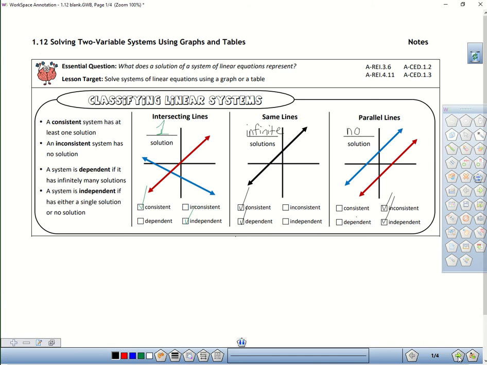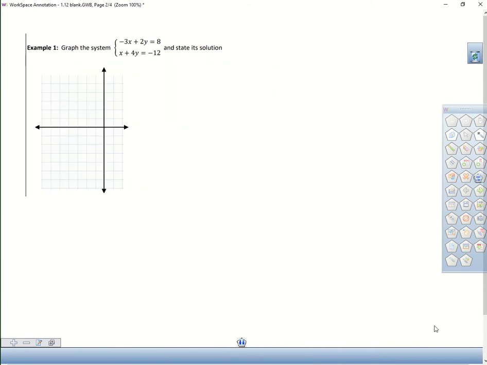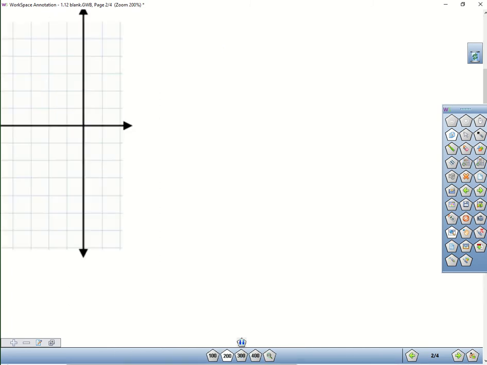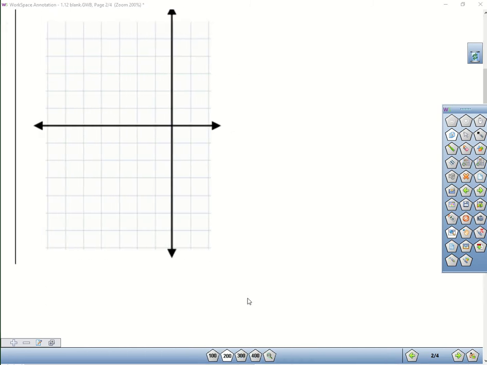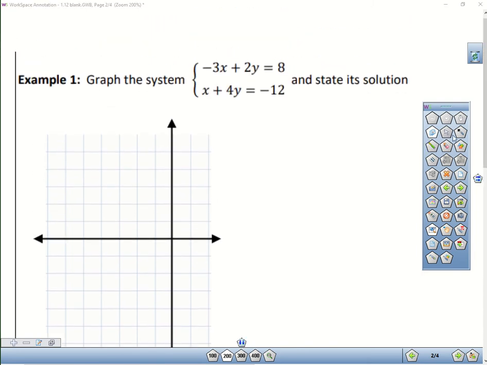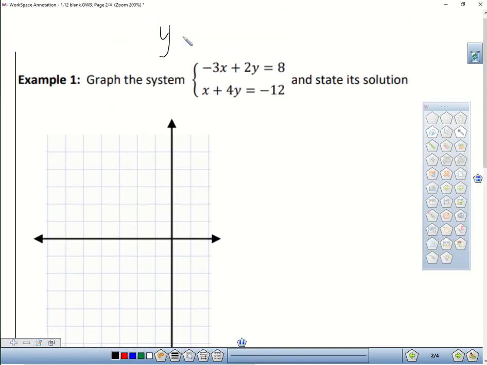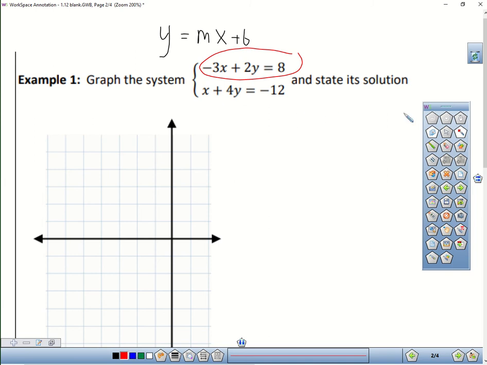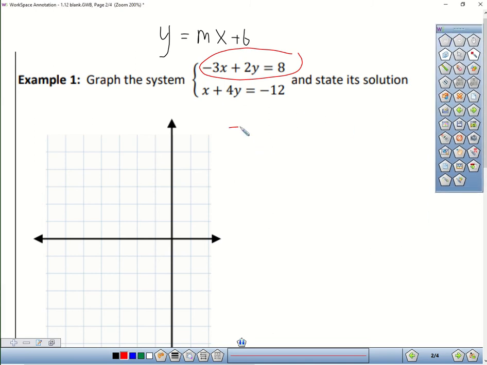So now that we did that, let's do an example. So the first thing you want to do in one of these examples is you want to get each of your equations into the form of slope-intercept, so y equals mx plus b. So we're going to have to manipulate these to get them into slope-intercept form. So I'm going to do this one in red so that you can follow along with me.